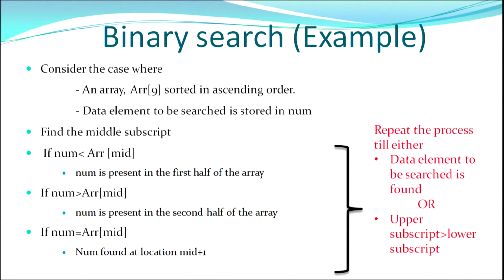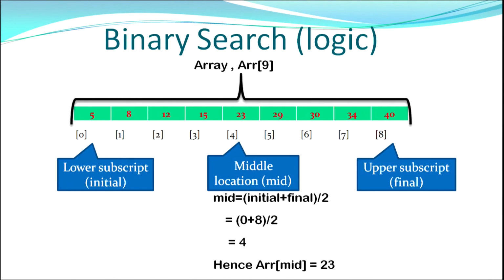Say for example, I see the next slide, it shows in diagrammatic form very clearly. In this particular example, you can see that the size of the array is 9. The lower subscript, the variable name I have given is initial, is 0. The upper subscript, the variable name is final, is 8. So, I find the middle location. 0 plus 8 divided by 2, that means 4. The middle subscript is 4, but the value at the middle subscript is 23. So, that is why it says ARR[mid] is 23.